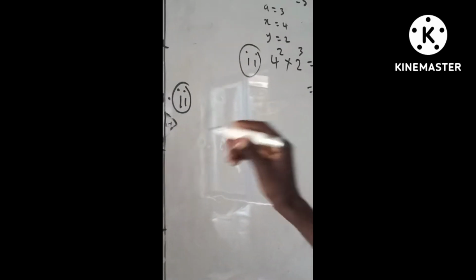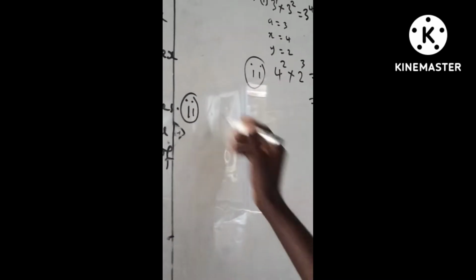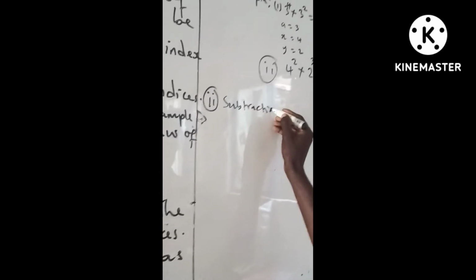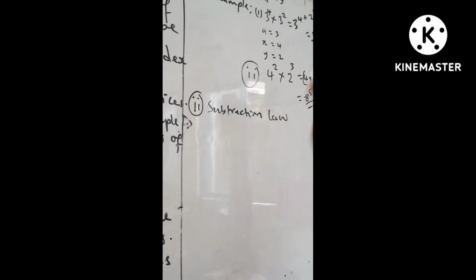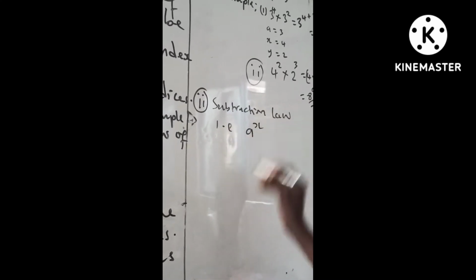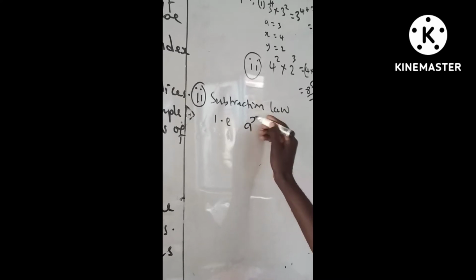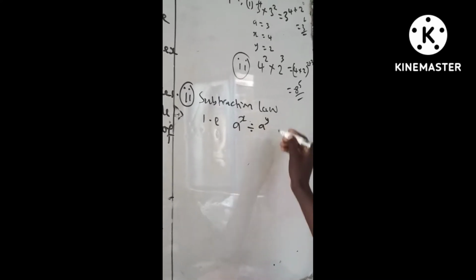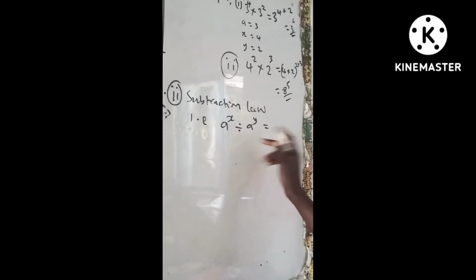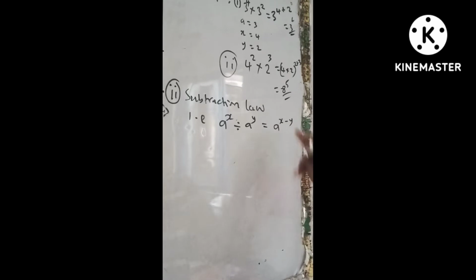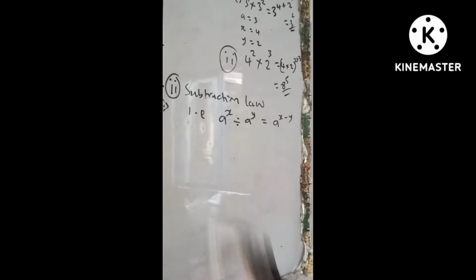Now the second law is called the subtraction law. That is, when you have a to the power of x divided by a to the power of y. Since the bases are the same, we have a to the power of x minus y, and that is why it's called the subtraction law.